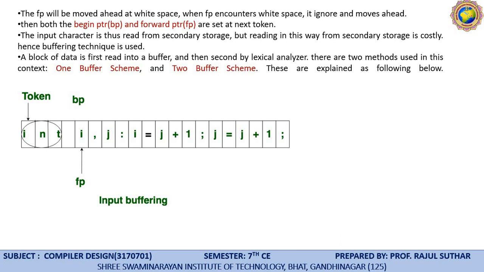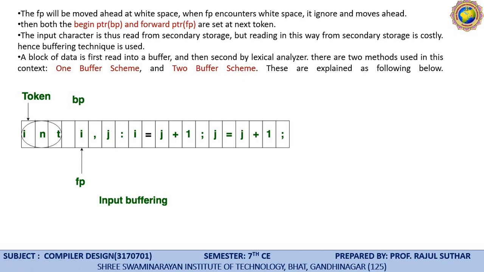Let me discuss in detail. The forward pointer FP will be moved ahead at a white space: when FP encounters white space, it ignores it and moves ahead. Then both the begin pointer BP and the forward pointer FP are set at the next token. The input characters are read from secondary storage, but reading this way is costly. Hence the buffering technique is used. A block of code is first read into the buffer and then scanned by the lexical analyzer.